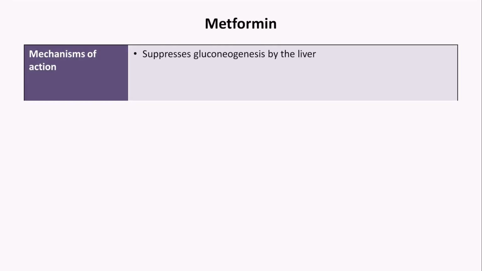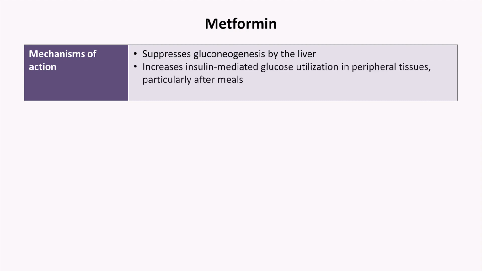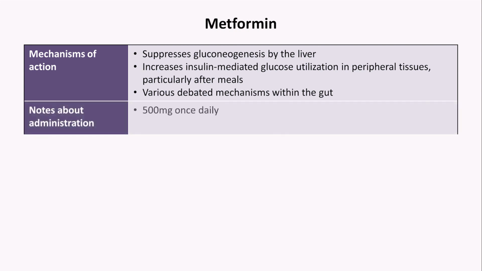Metformin suppresses gluconeogenesis by the liver via multiple, incompletely understood mechanisms. It increases insulin-mediated, that is, post-meal, glucose utilization in peripheral tissues. And there are various debated mechanisms within the gut. When it's prescribed, it's usually started at 500 milligrams once daily, then if necessary, up-titrated to 500 milligrams twice a day, and then again to 1,000 milligrams twice a day.